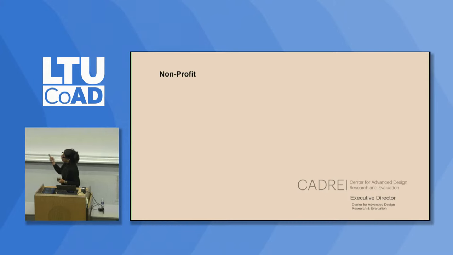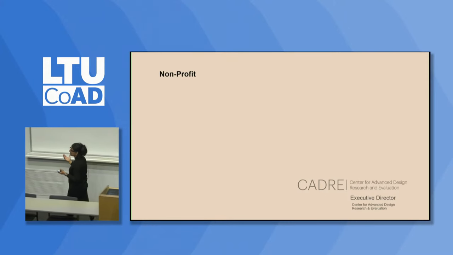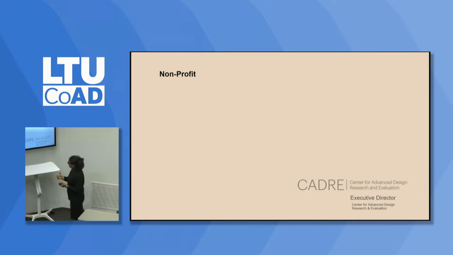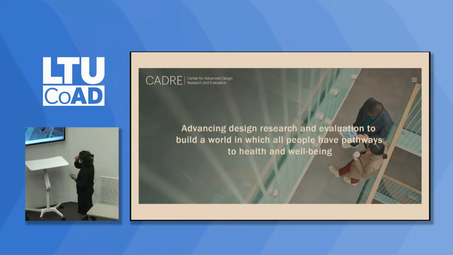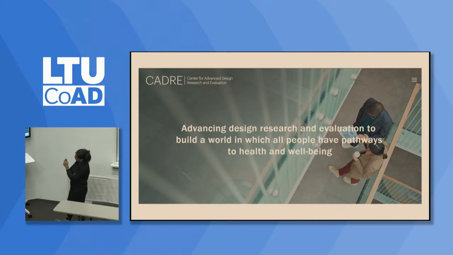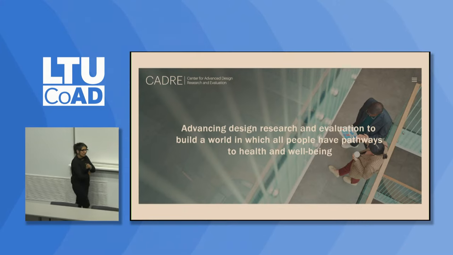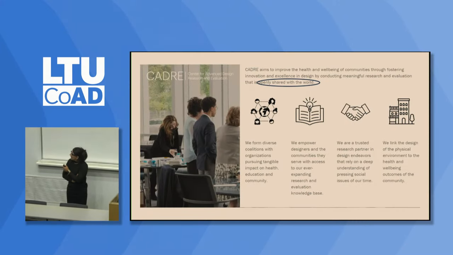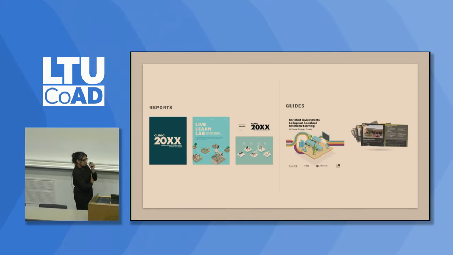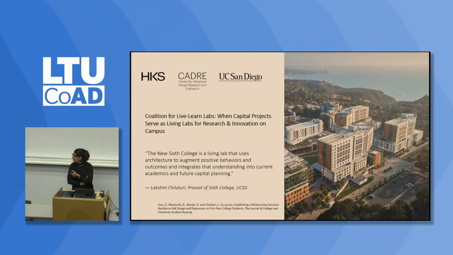And then the last component I will share is how nonprofits get into this equation. Through CADRE, what we really try to do is build coalitions. This is the mission for CADRE: advancing design research and evaluation to build a world in which all people have pathways to health and well-being. It's a very simple mission. But everything is open source. Every research report is open source.